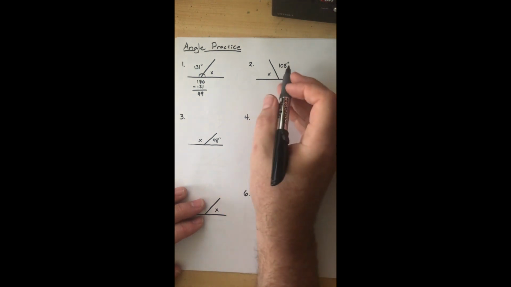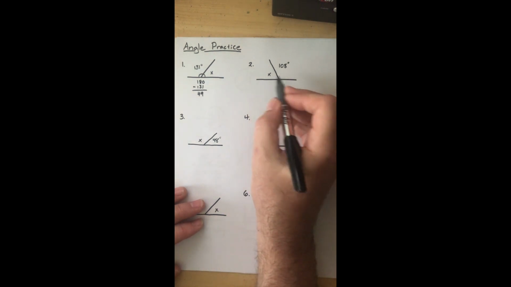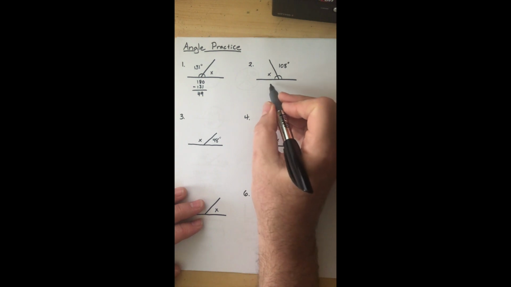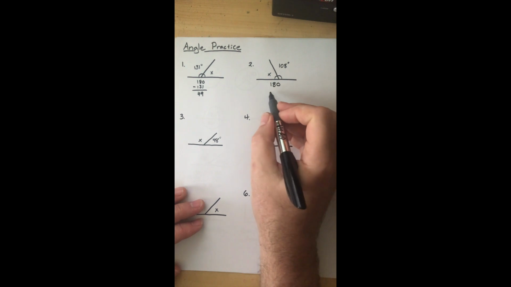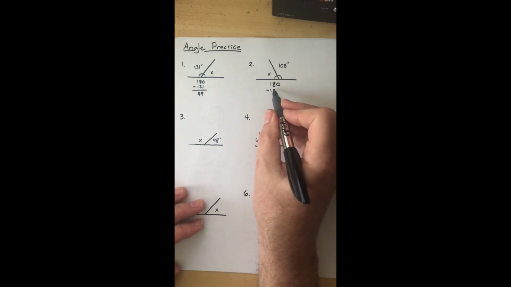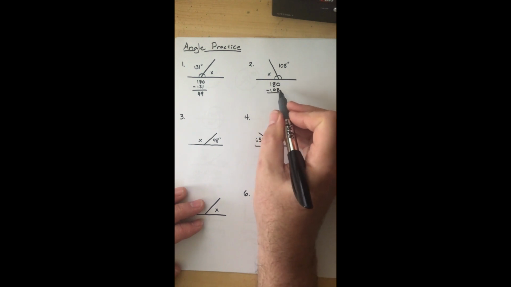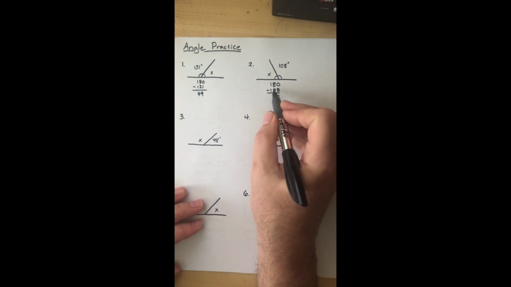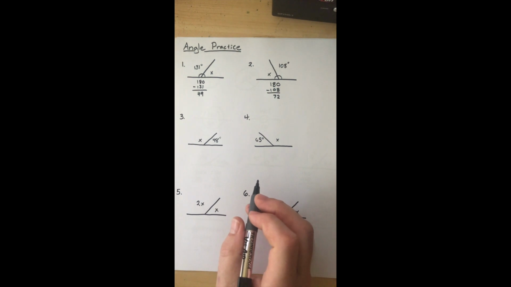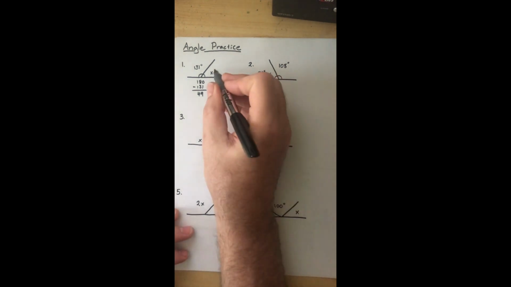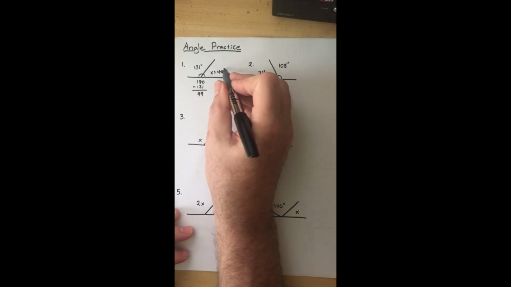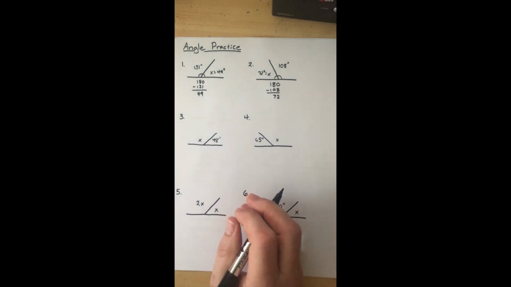Number 2, I have 108 and x. So there's my half circle. That's 180 degrees. This is a supplementary angle pair. I'm going to subtract 108 from here. 2 would bring me up to 110, and then 70 more would bring me to 180. So 72 degrees. I didn't put that in the first one, did I? 49 degrees.